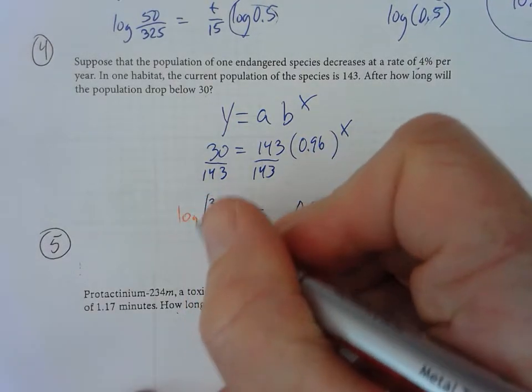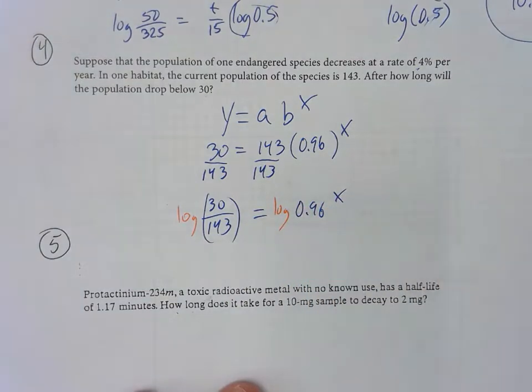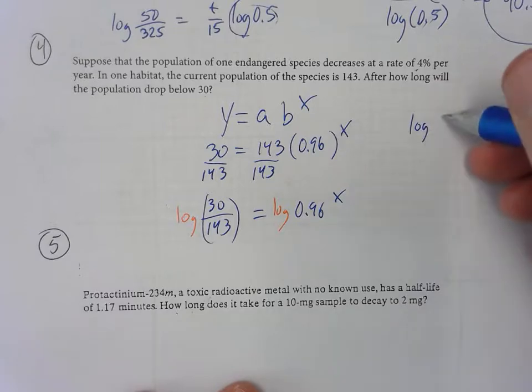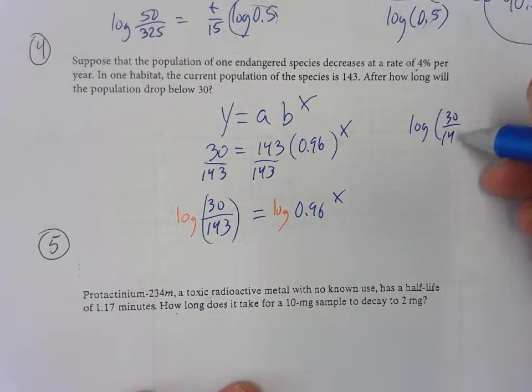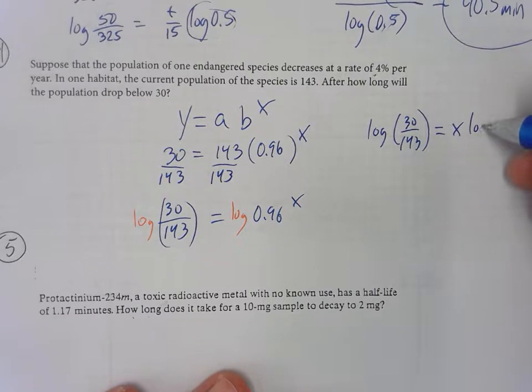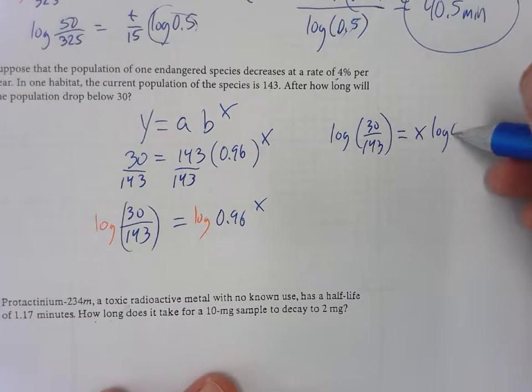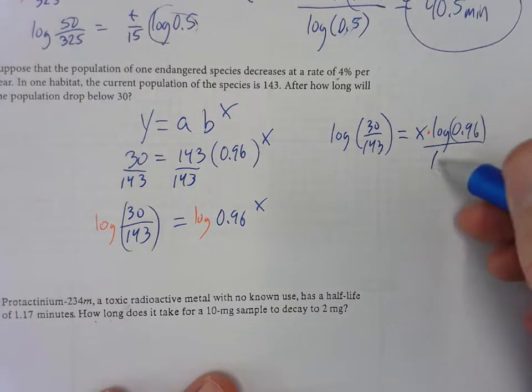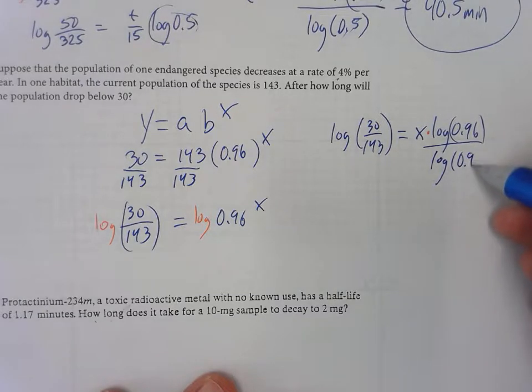Okay, I'm going to take the log of each side. That's going to bring the x down to the front. So I get log of the fraction 30 over 143, and that's equal to x log of 0.96. There's multiplication in between here, so I'm going to divide by the log to do the opposite of the multiplication.